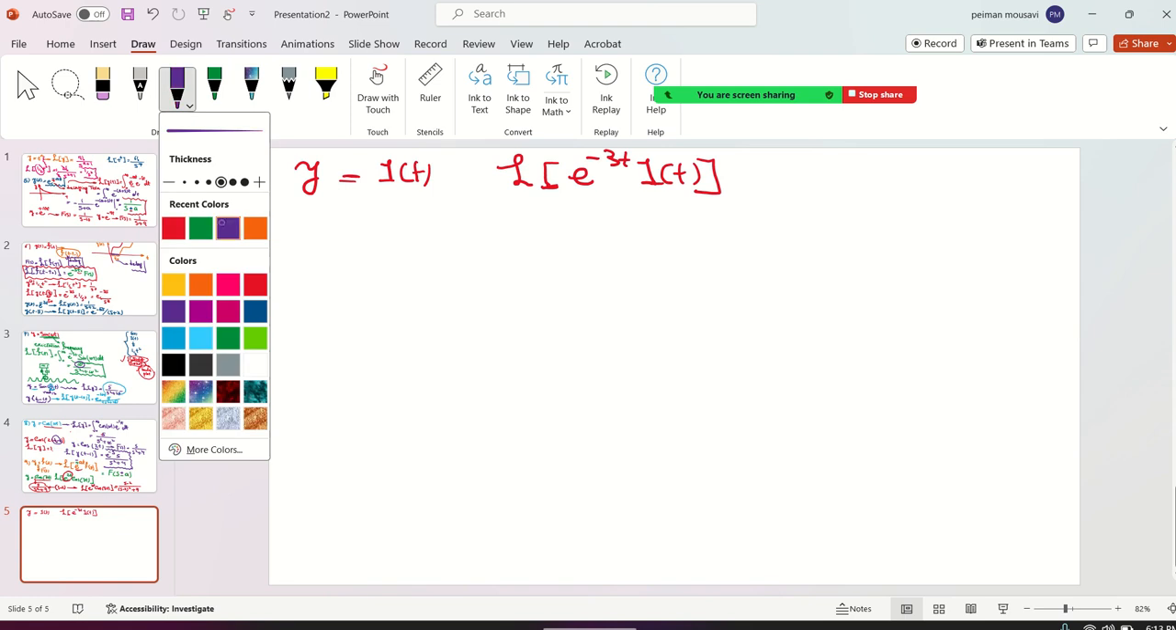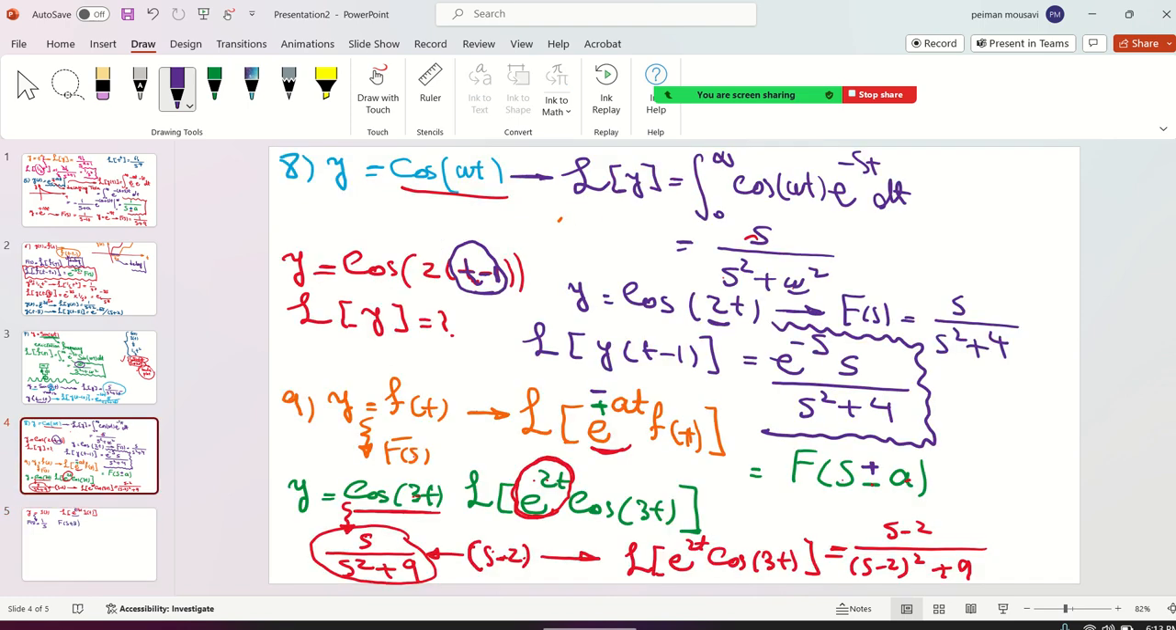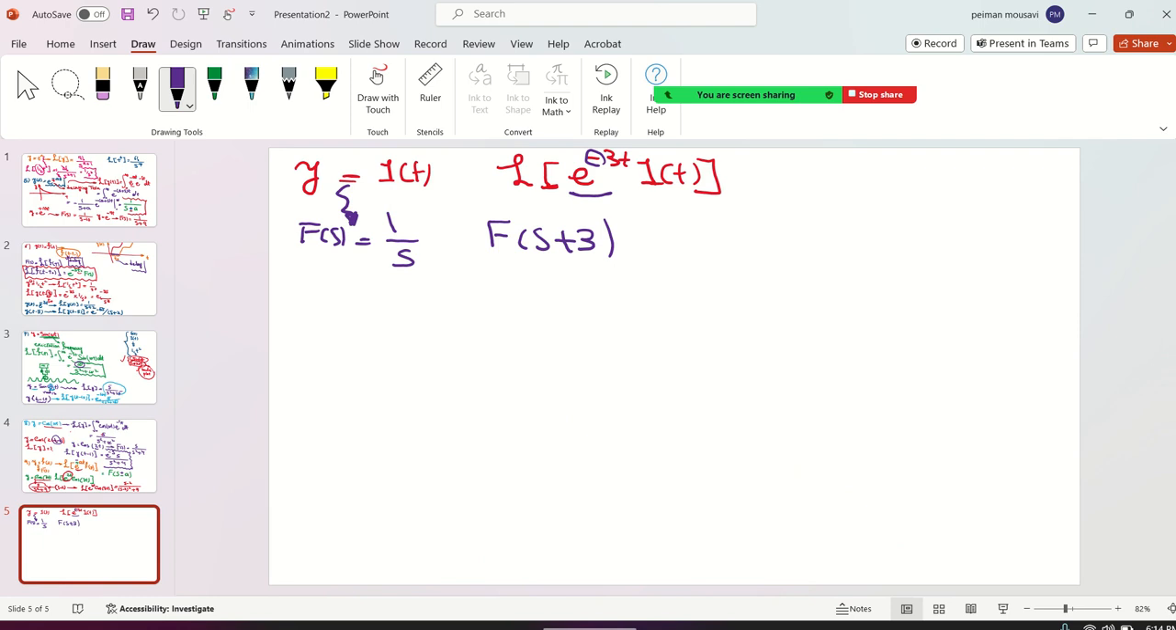We know from the notes today, the Laplace of the unit step, F of s, is how much? Look at your notes. It is 1 over s, right? So now you are multiplying by this, so you have to change s in F of s, because this is minus, plus 3. If I do that, the answer is you have to change s with s plus 3. Here we go. You got it?